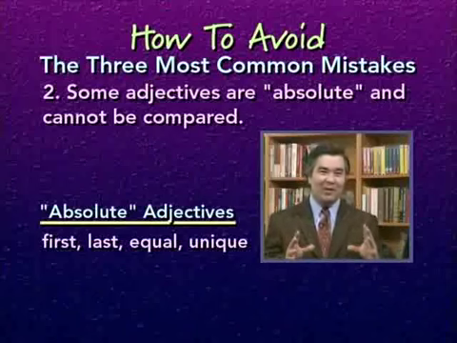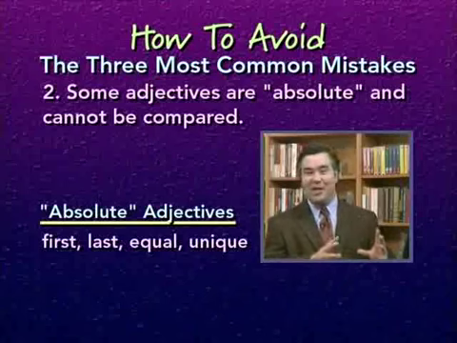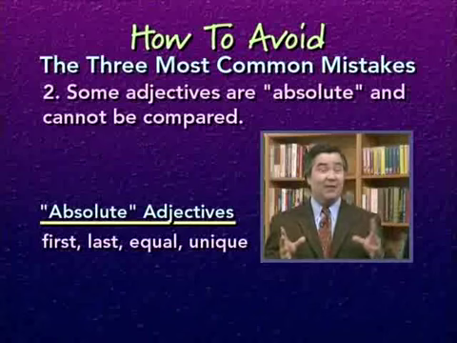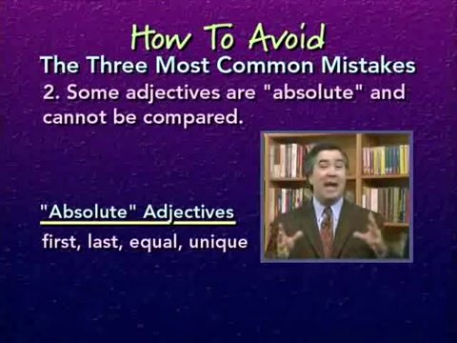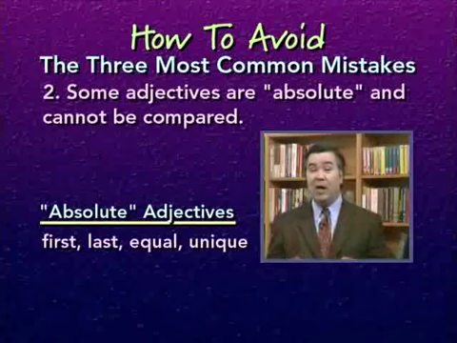If there's only one in the world, then there's only one in the world, and something else can't be more unique or less unique than that. Either something is unique or it isn't. If it isn't unique, that means there's another match to it. If it is unique, it's one of a kind, and it's an absolute quality.